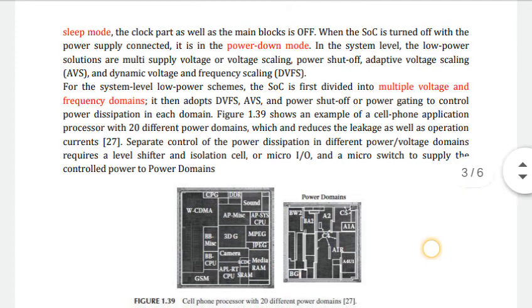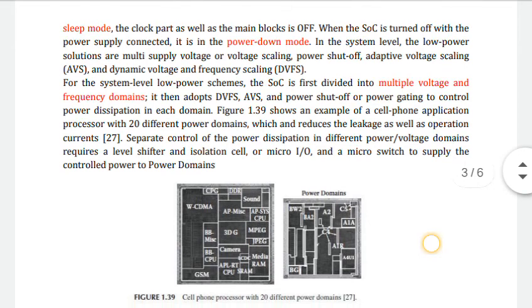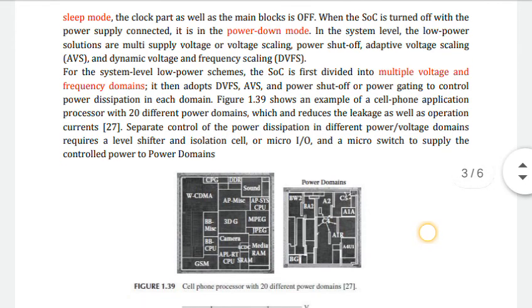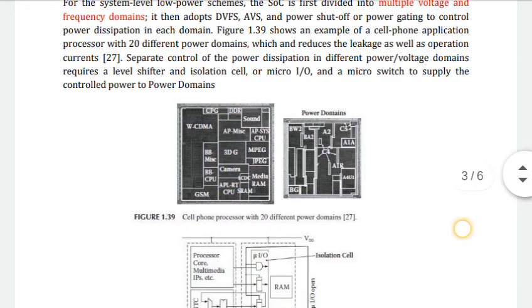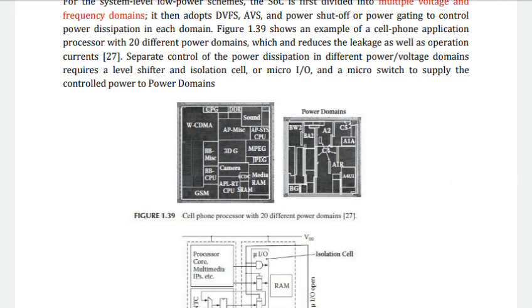Okay. Then for the system level low power schemes, the SoC is first divided into multiple voltage and frequency domains. So for this low power scheme, the system on chip design is first divided into multiple voltage and frequency domains. The figure below shows an example of a cell phone application. Here, a processor with 20 different power domains is connected. Just have a look at this. It is not necessary for the exam. Okay, just have a look to understand it.